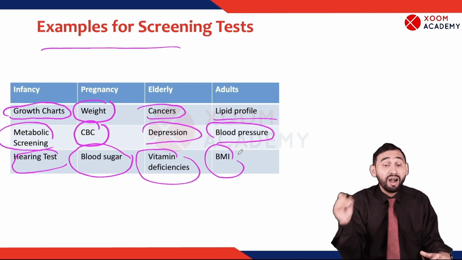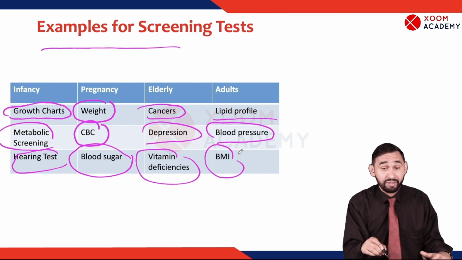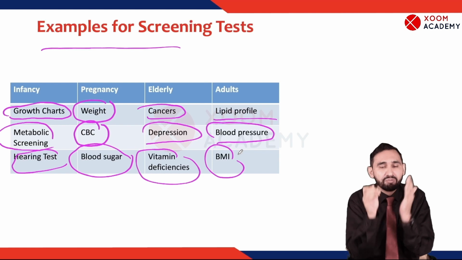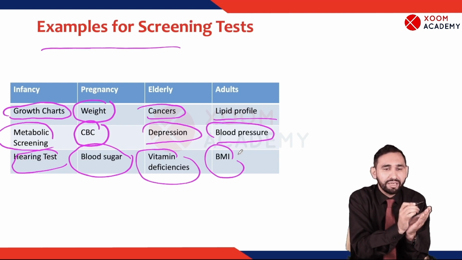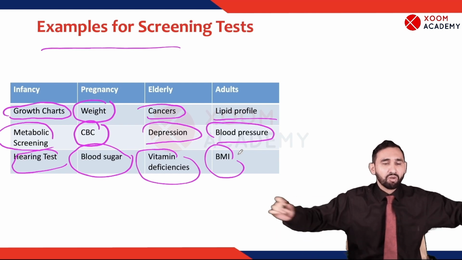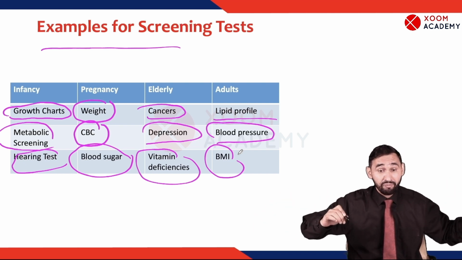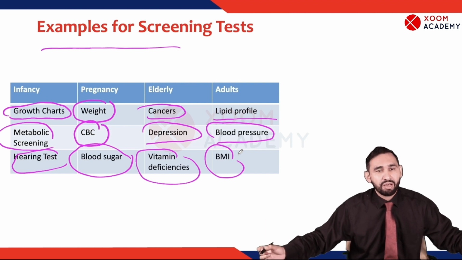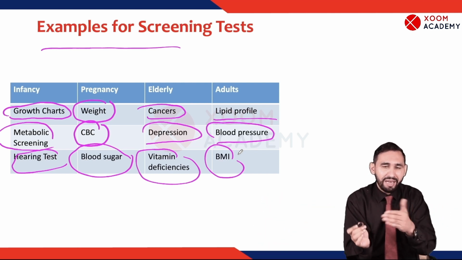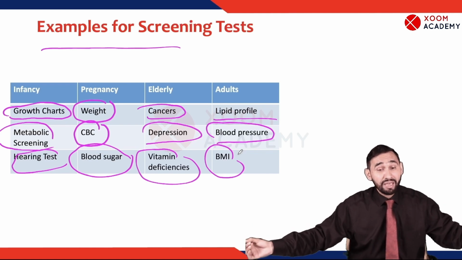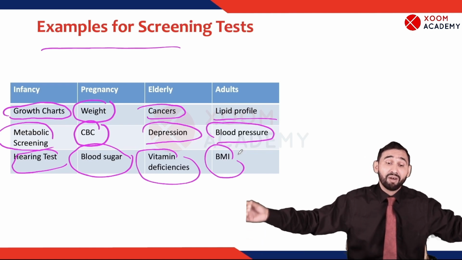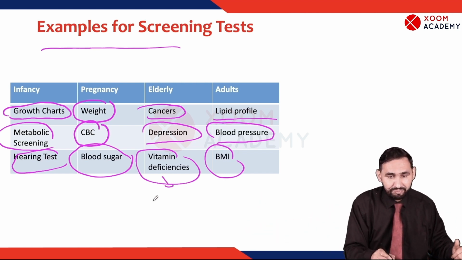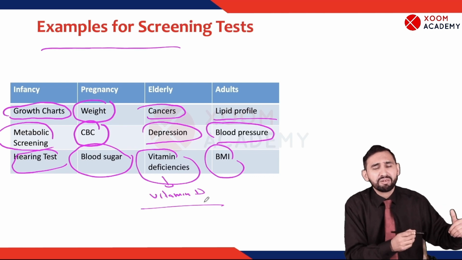All of these tests are done to prevent certain diseases. They can be done at different ages because different ages have different problems. Problems change with growing age. In infants, there are growth problems, metabolic problems, hearing problems. When they become adults, there are lipid problems, cholesterol problems, blood pressure problems, and they tend to become obese. When they become elders, they can develop cancers, depression, and vitamin deficiency like vitamin D deficiency and vitamin E deficiency. And pregnant women have different problems.